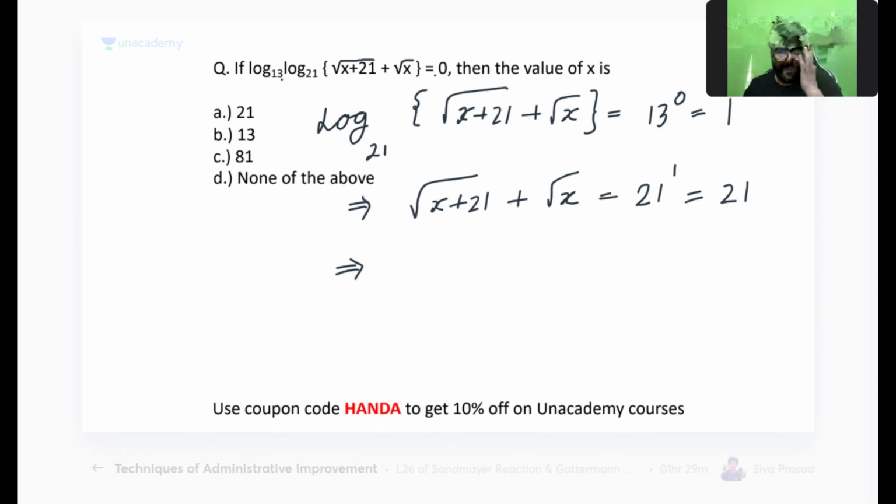One way is I can square it and find it out, which will be time consuming. It will be hard. Another way that you can solve this question is use the options. So if I use the options, 21, so root 42 does not exist, root 13 does not exist, root 81 plus 21 is root 102, that does not exist. So these are ruled out, and my answer is none of the above.